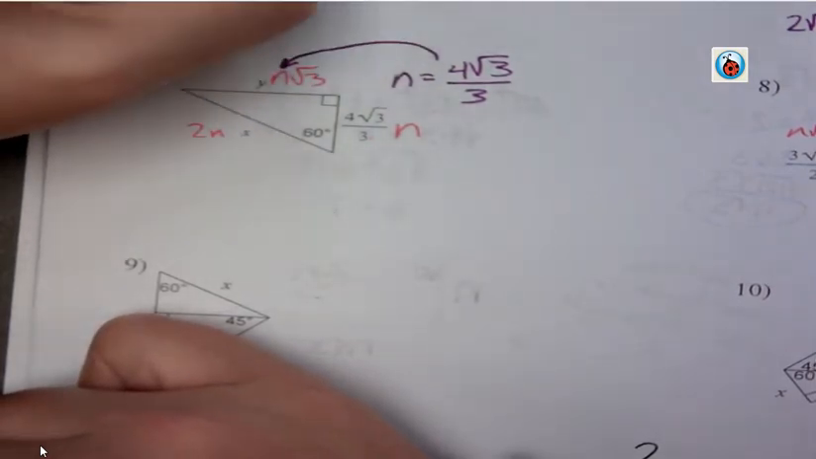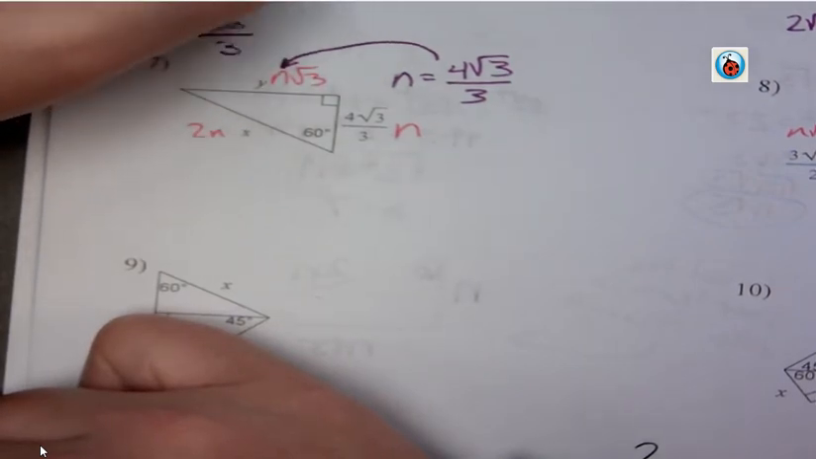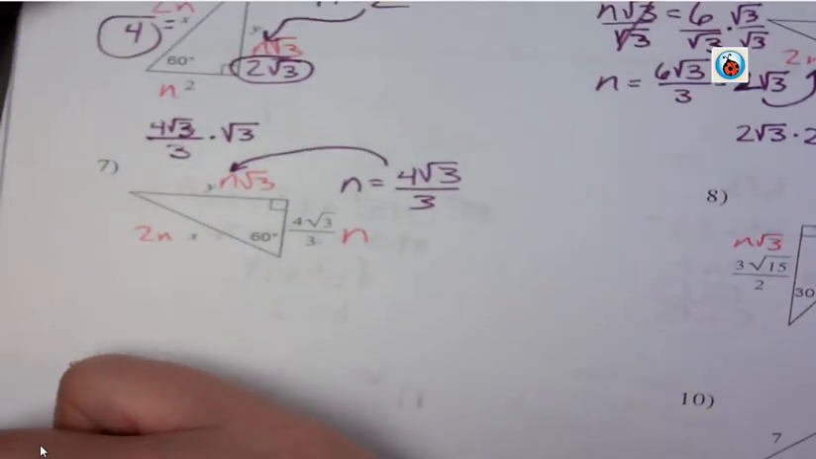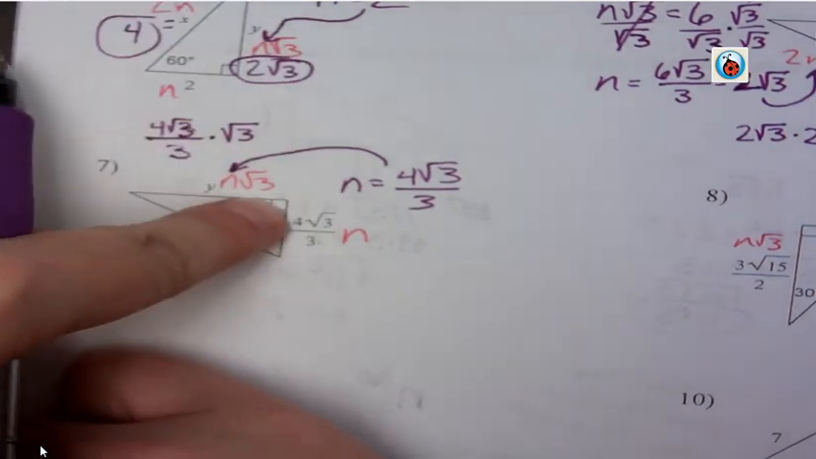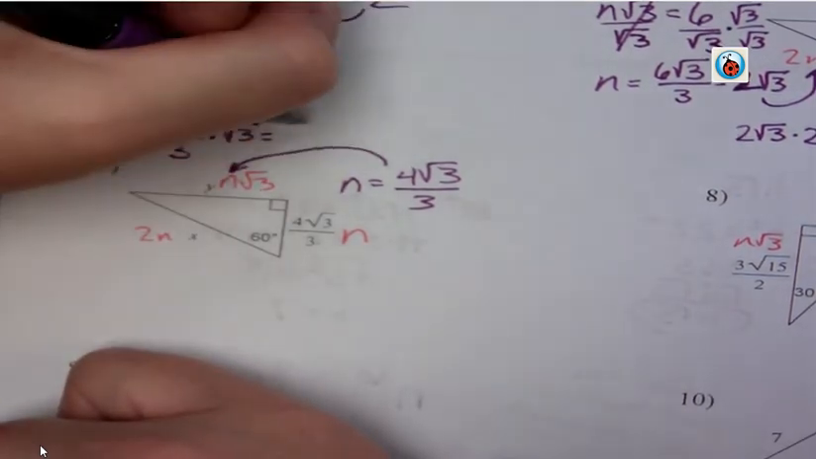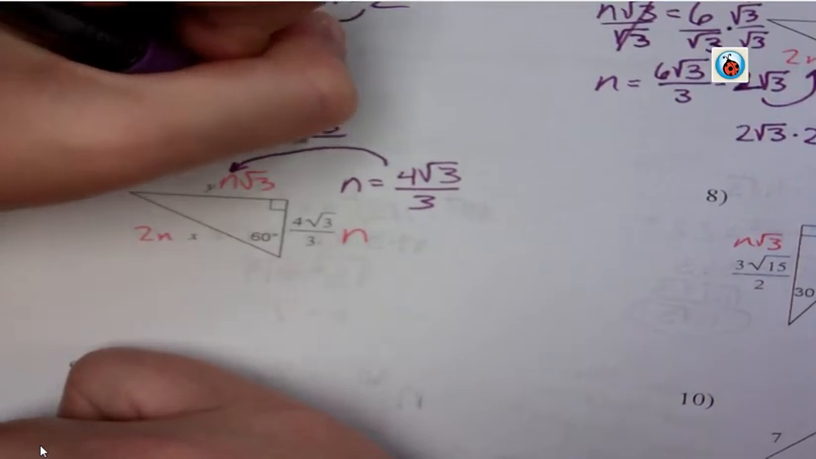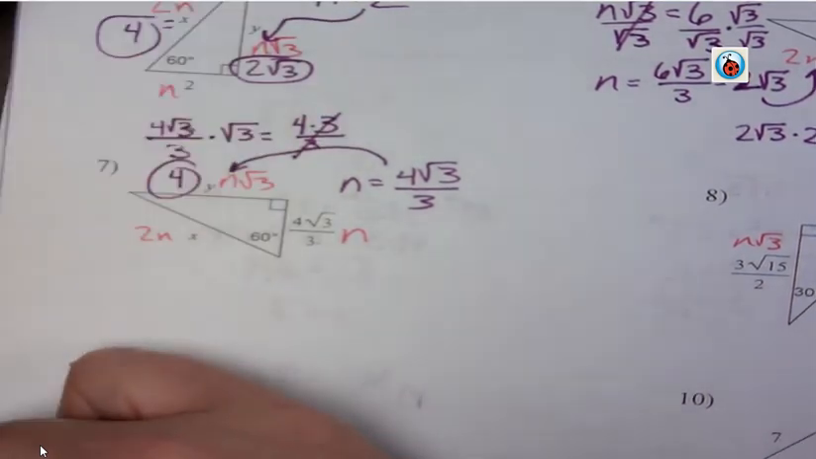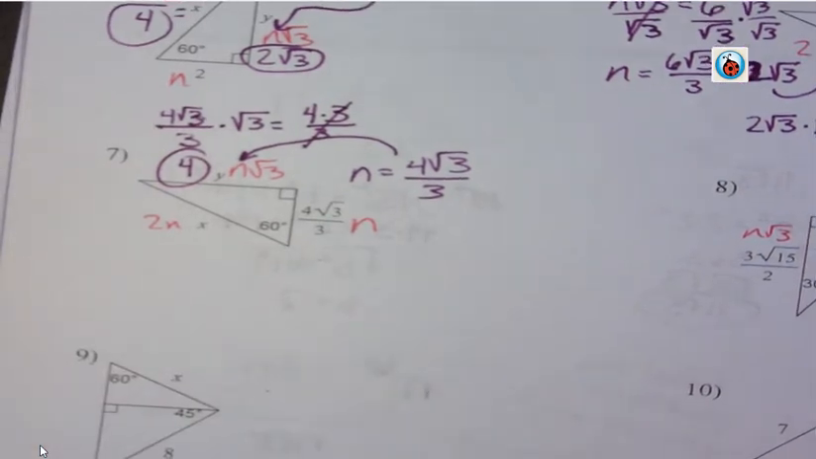So all we are doing is taking 4 root 3 over 3, goodness, I can't write, and multiplying it by the square root of 3, because this is n. And then we want to multiply it by the square root of 3 to get the long leg. So you end up with 4 times 3 over 3. And oh my goodness, look what happens. Those cancel out. And this side is 4. Well, that's nice. That's a pretty number.